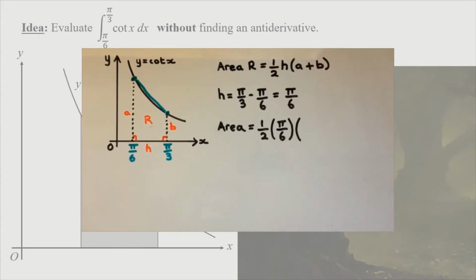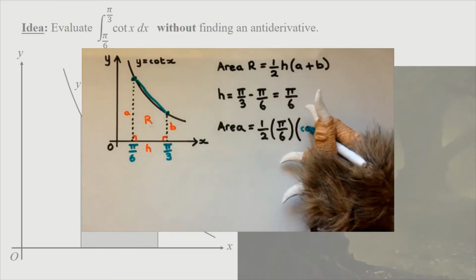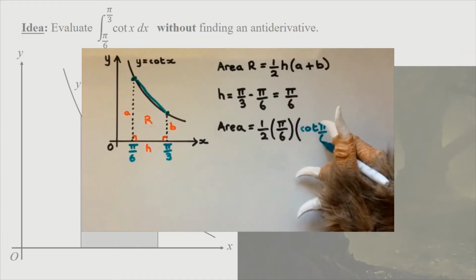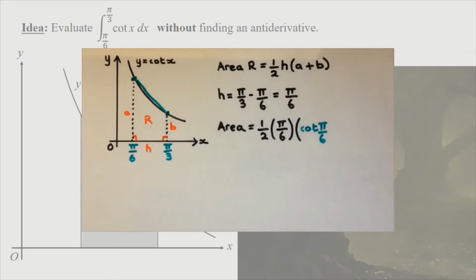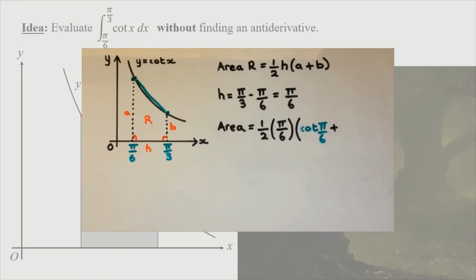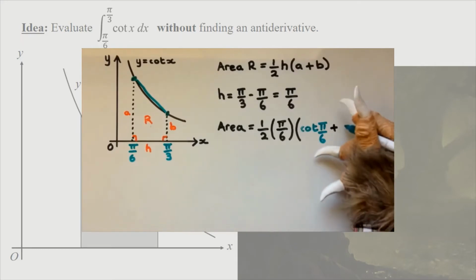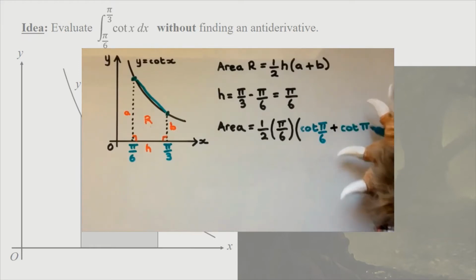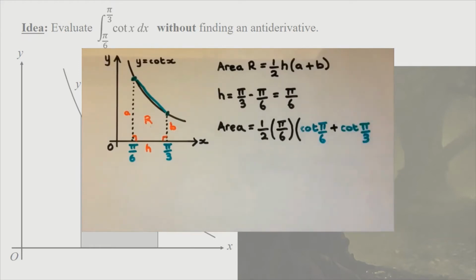So a, that's going to be cot of pi over 6. Okay, and we're going to add b, which is cot of pi over 3. Right, okay, so let's close that bracket. Great, now we're going to have just a bit of evaluating to do to get the area.